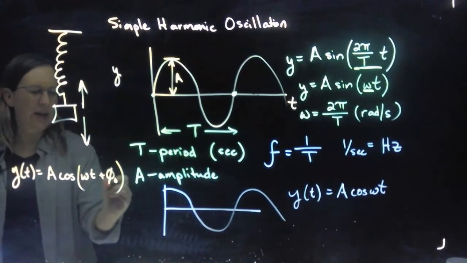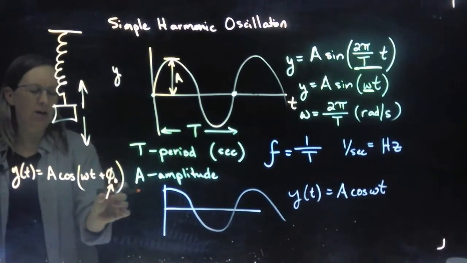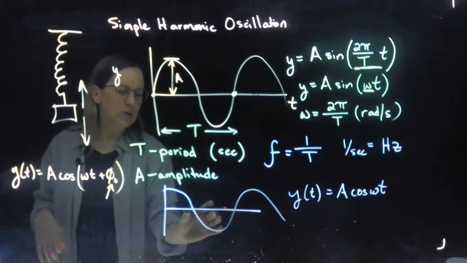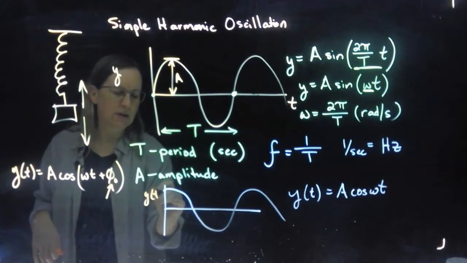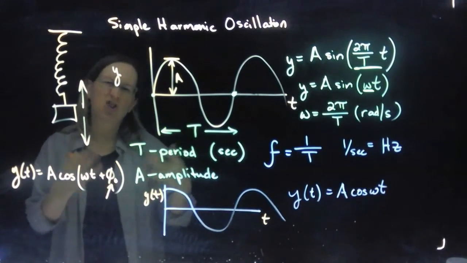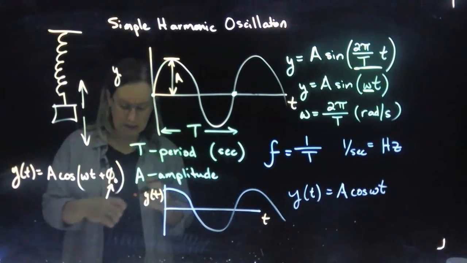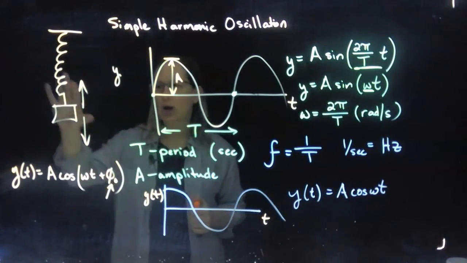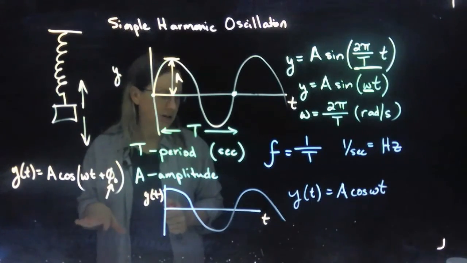So you'll see that where you can adjust that by 90 degrees or pi over 2, because, looking at y of t versus t, a cosine and a sine are the same, they're just shifted by 90 degrees, okay, or pi over 2. So you'll see this as a description of our simple harmonic oscillation.